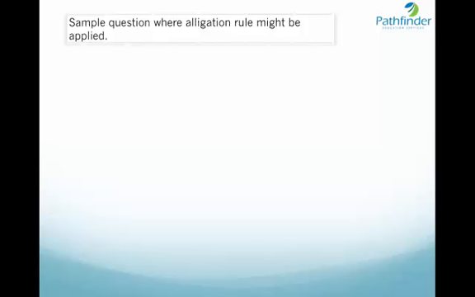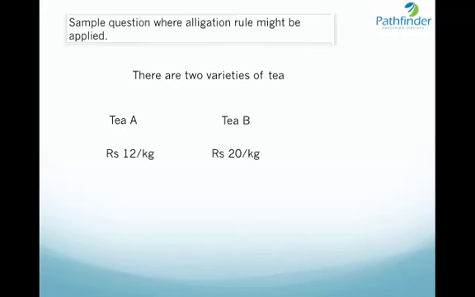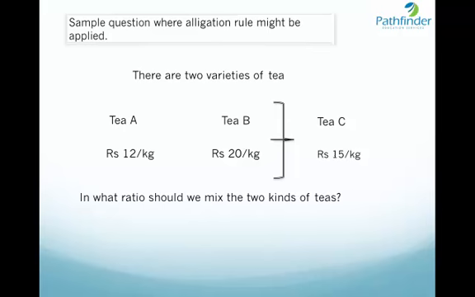Now let us look at one of the basic situations where the alligation rule might be applied. For example, there are two varieties of tea, type A and type B. The cost of type A tea is rupees 12 per kg and the cost of type B tea is rupees 20 per kg. We mix these two varieties to obtain a third variety, and the cost of the third variety is rupees 15 per kg. In what ratio should we mix type A and type B tea so as to obtain variety C, which costs rupees 15 per kg? So this is a classic situation where the alligation rule can be applied.